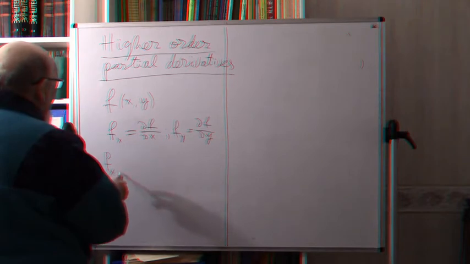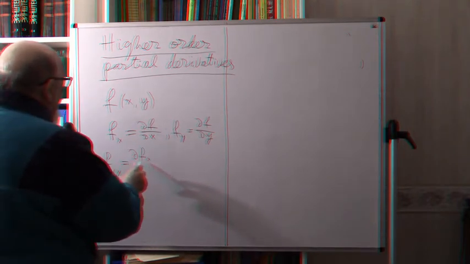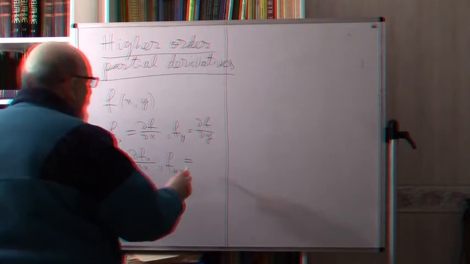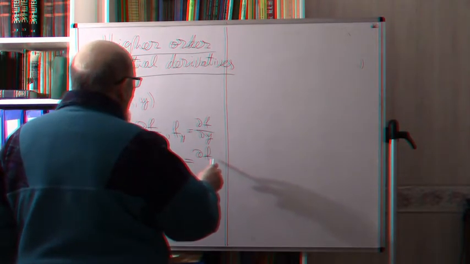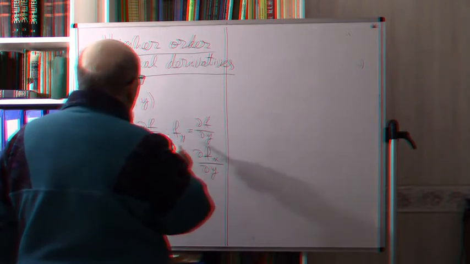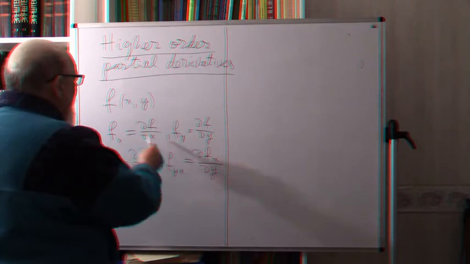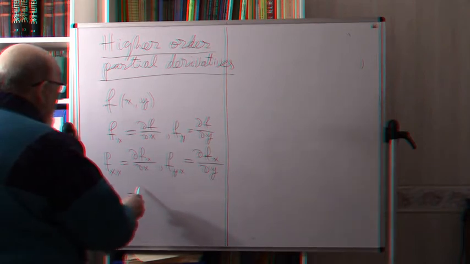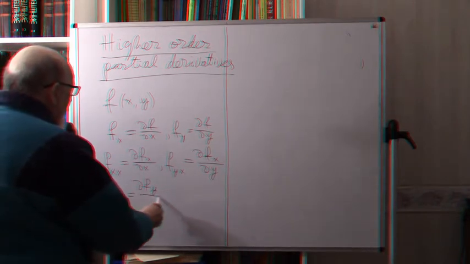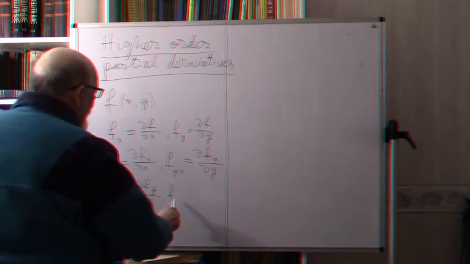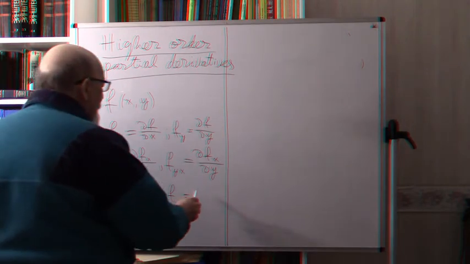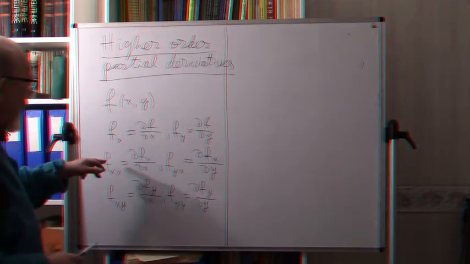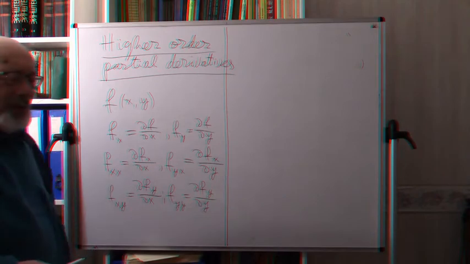fxx equals d fx dx. fyx equals d fx dy. So I take the function fx and differentiate it with respect to y. fxy equals d fy dx. fyy equals d fy dy. So we can form four different functions by differentiating.